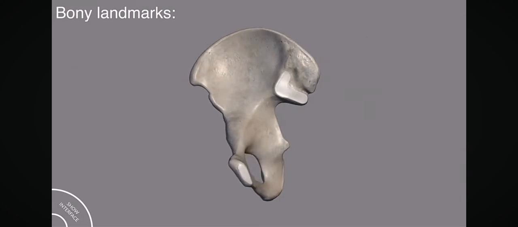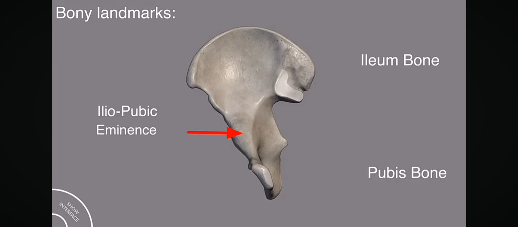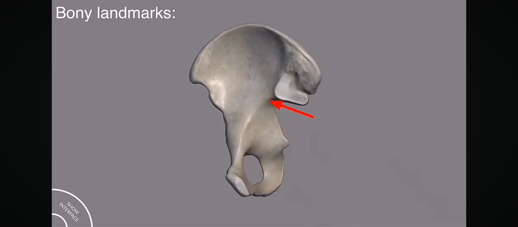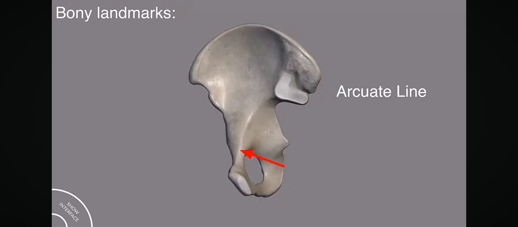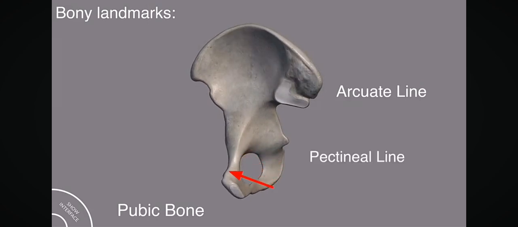On the hip bone, you can clearly see there is an eminence, and this is called the iliopubic eminence because this eminence is present between the ilium and the pubis. That's why it is called the iliopubic eminence. This line you can clearly see is called the arcuate line, and when this line reaches the pubic bone, then it is called the pectineal line.